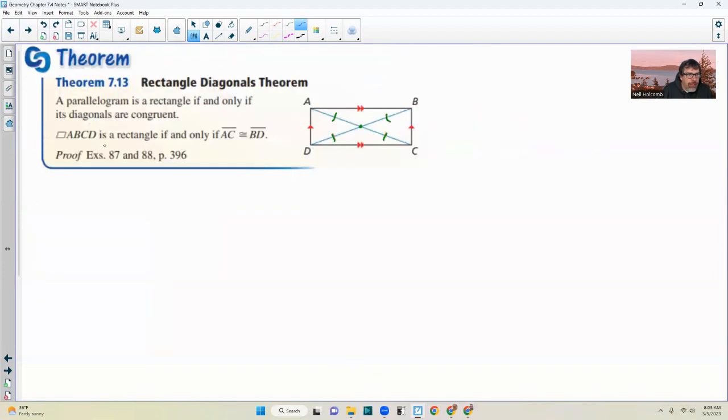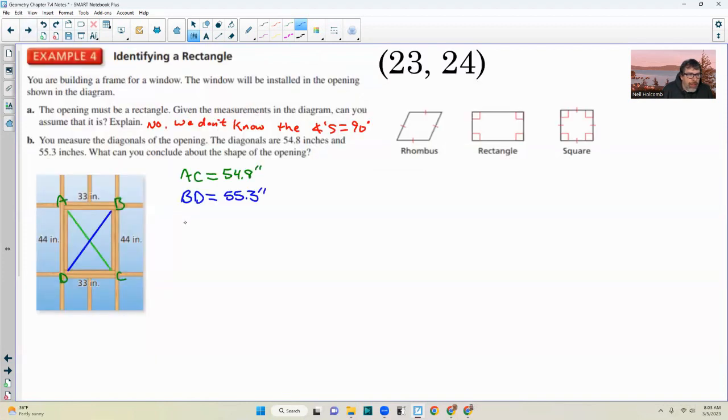And if I go back to this here, it is a rectangle if and only if the diagonals are congruent. And so I'd say since AC is not congruent to BD, the shape is not a rectangle.